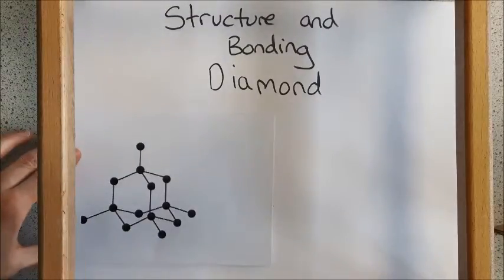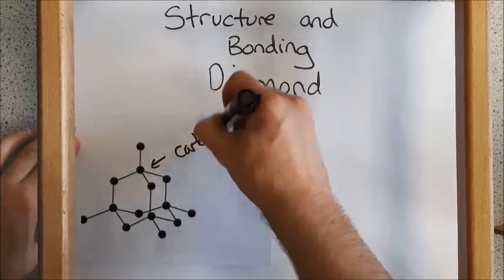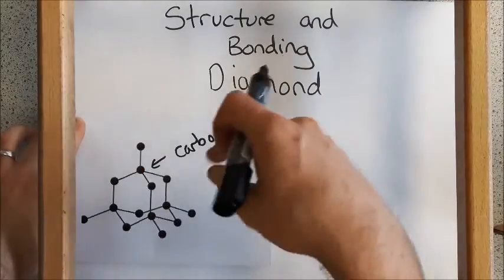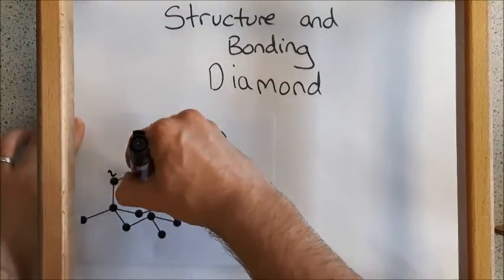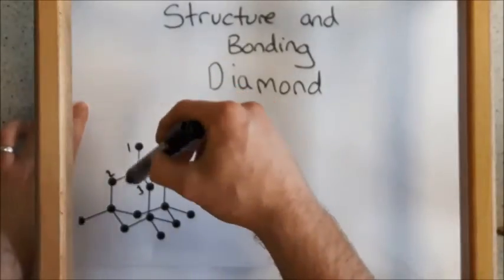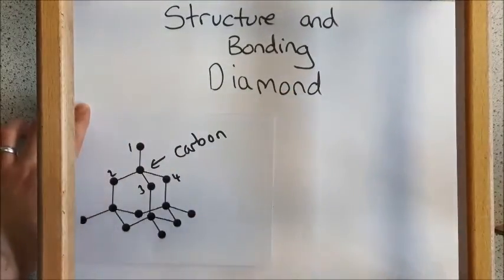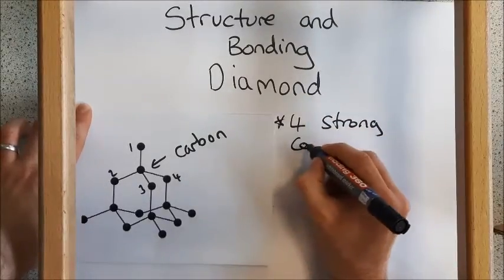So, first thing to note is that each of these represents a carbon atom. So diamond is made entirely out of carbon atoms. Now this structure, you've got to imagine, goes on in all directions. So each carbon is actually bonded to 1, 2, 3, 4 other carbons. That's really, really important because that's what gives diamond its very, very strong structure. So it's called a tetrahedral structure, and it's got 4 strong covalent bonds.